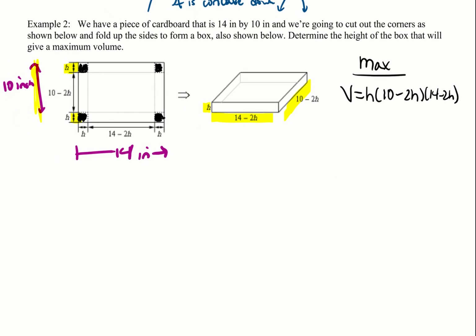What the constraints are: the 10 by 14. And so by renaming the length and the width and the height in terms of the 10 by 14 with those h's removed, we've actually dealt with the constraints already, so this is a little bit different than example one.